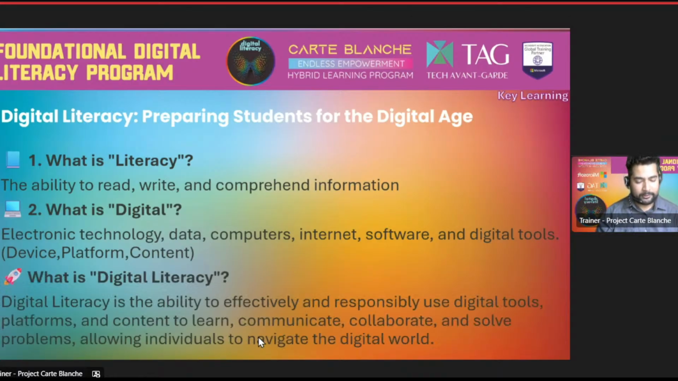Now, the definition of digital literacy: it is the ability to effectively and responsibly use digital tools, platforms, and content to learn, communicate, collaborate, and solve problems, allowing individuals to navigate the digital world. Now, let's reflect back. If we talk about people who are literate, can they use digital tools to learn new things, to communicate with people, to collaborate with people, to solve problems, to navigate the digital world? That's the most important. They should know the answers to the questions asked here. Are they able to do it? That's how we can understand it.